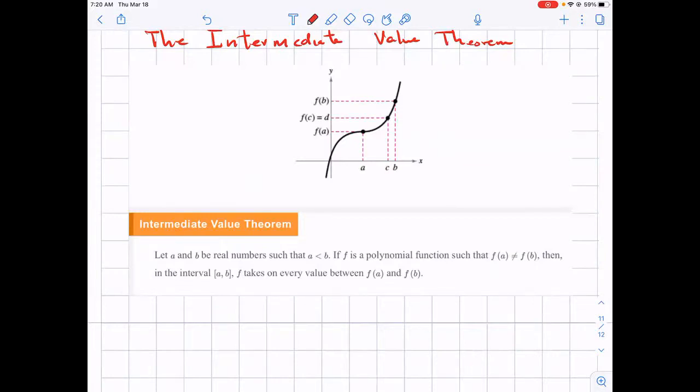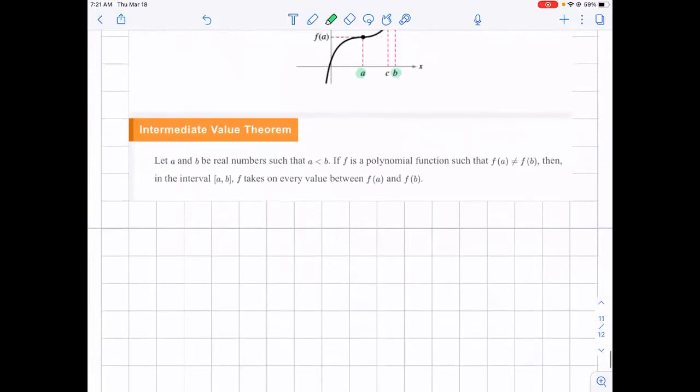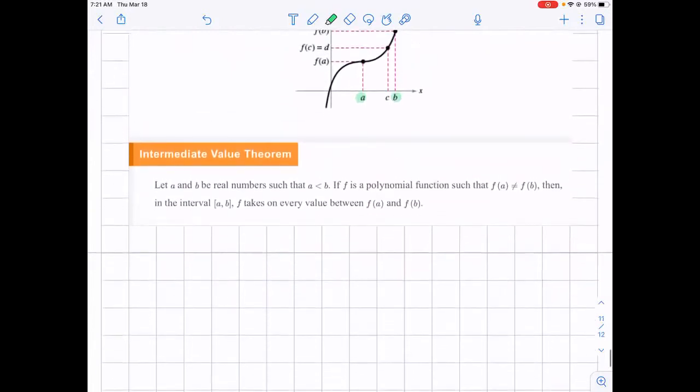If we have two x values, a and b, where a is less than b, and f is a polynomial function where the y values are not the same, then in that interval from a to b, the function takes some value between f of a and f of b. So let's look at that using some numbers.